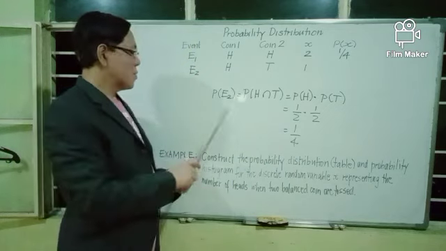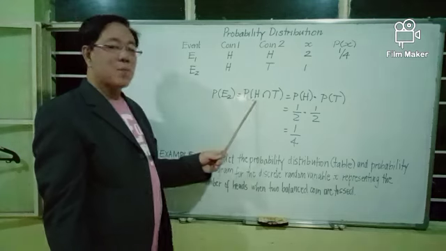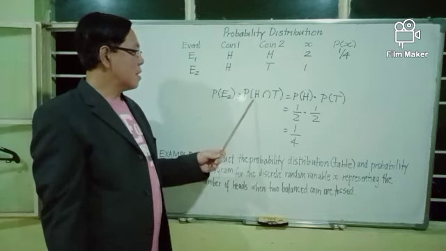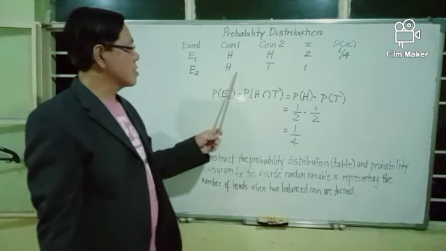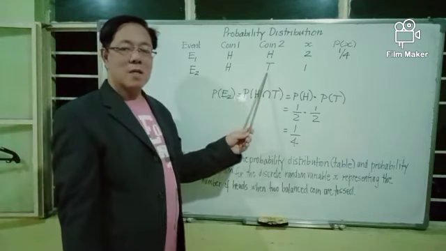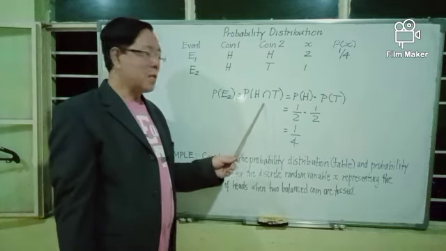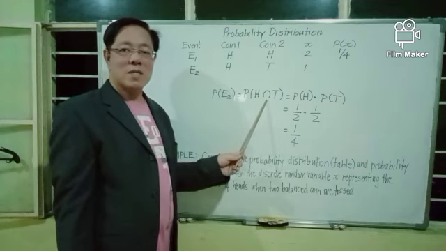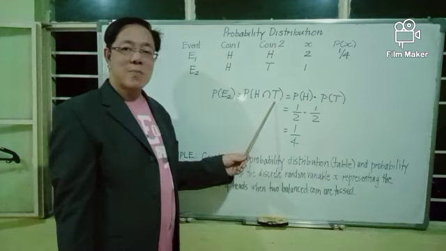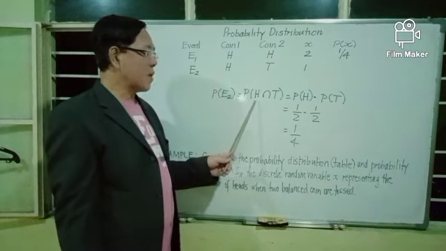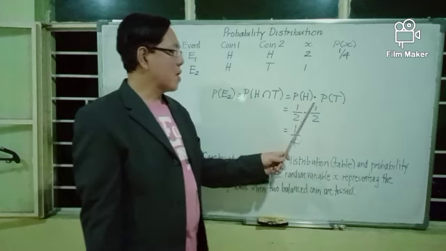Probability of event E2, that is the probability of getting heads in the first coin and tail in the second coin, is equal to the probability of getting heads in the first coin, and intersection represents and, tail in the second coin. And by multiplication principle, the probability of H intersection T is equal to the probability of heads multiplied by the probability of tail.